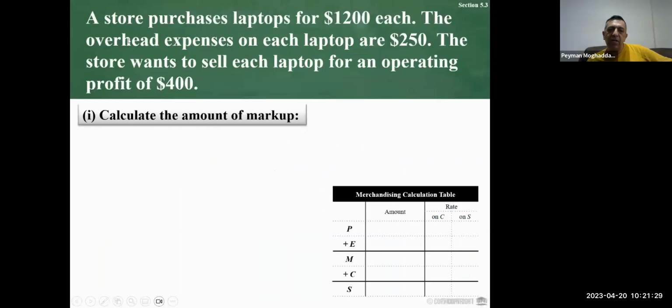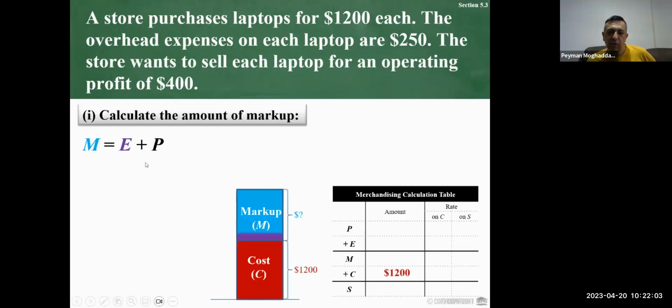Let's do an example here. A store purchased laptops for $1,200 each. That's going to be cost, right? Because the store purchased it. The overhead expenses on each laptop are $250, so expense is $250. The store wants to sell each laptop for an operating profit of $400. So $250 is expenses, profit is $400, and the cost is $1,200 because the store purchased the laptop. Calculate the amount of markup. The markup, as we said, is expenses plus profit, right? The markup is expenses plus profit.